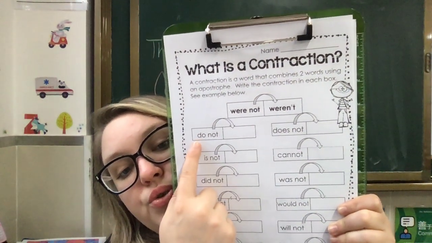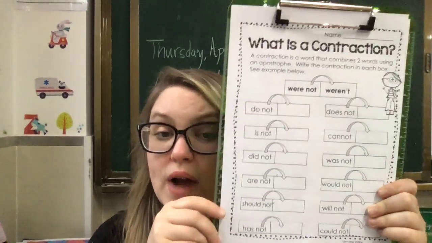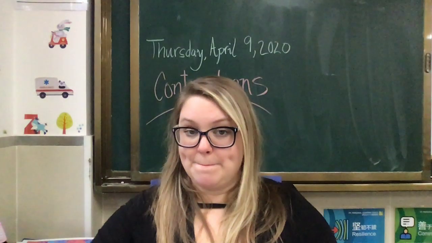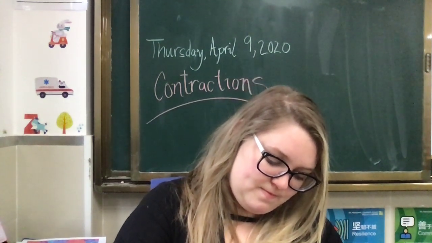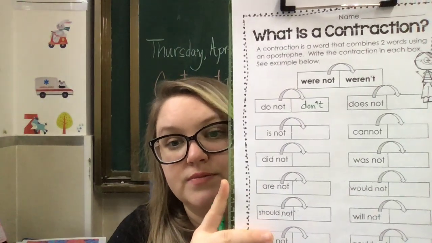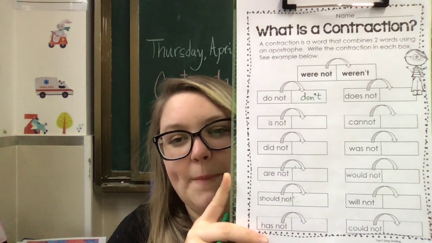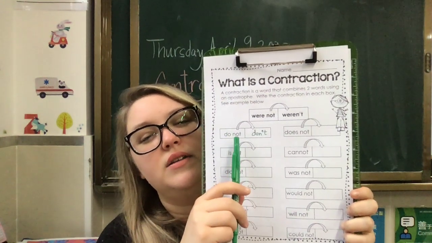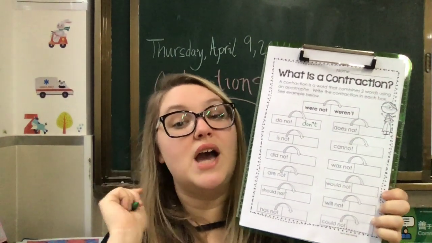Okay, do not. How do you make that into a contraction? Do not equals don't, right? So don't, like, I don't like it, right? I don't. You don't say I do not. Many people say I don't.